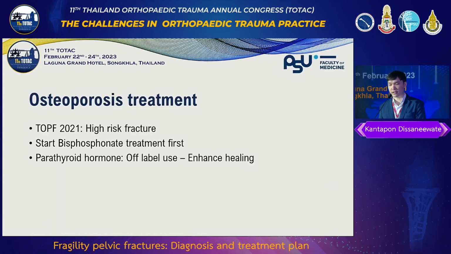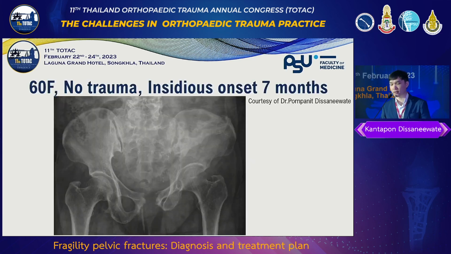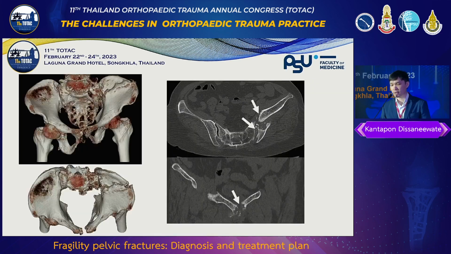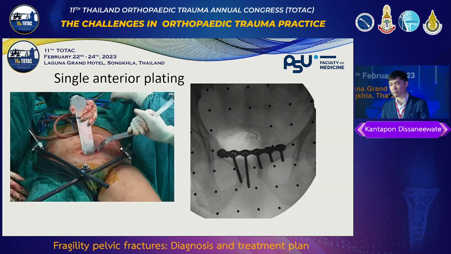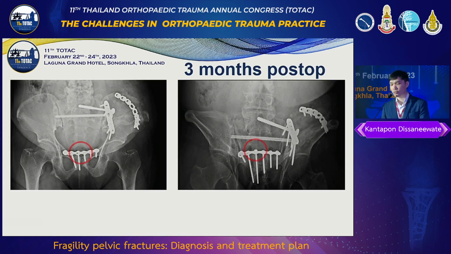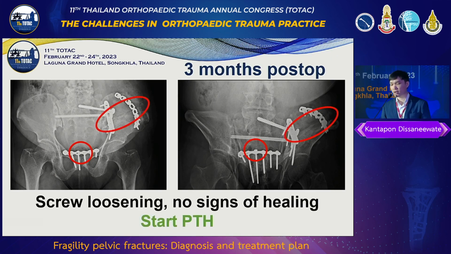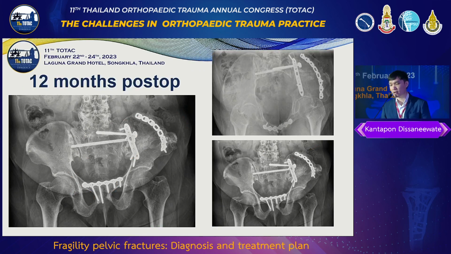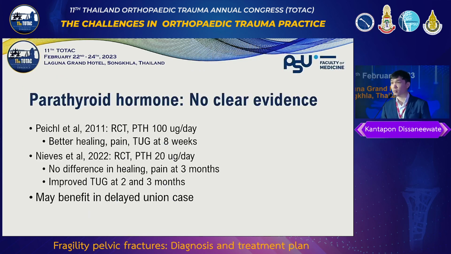For osteoporosis treatment, the TOPF guideline classifies this as a high-risk fracture. We can start with bisphosphonate treatment, but parathyroid hormone can be used off-label to enhance healing. In this case, a 60-year-old female with insidious onset, after operative fixation we used only a single anterior plate, and at 3 months the screw loosened. We started PTH treatment, and after 1 year the fracture healed and she could walk properly. The evidence for parathyroid hormone is not clear, but it can be beneficial in delayed union cases.